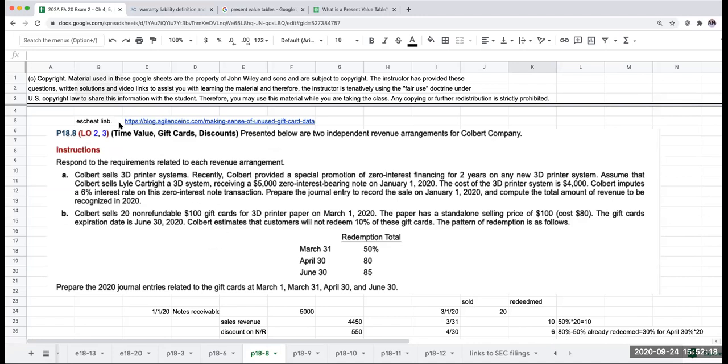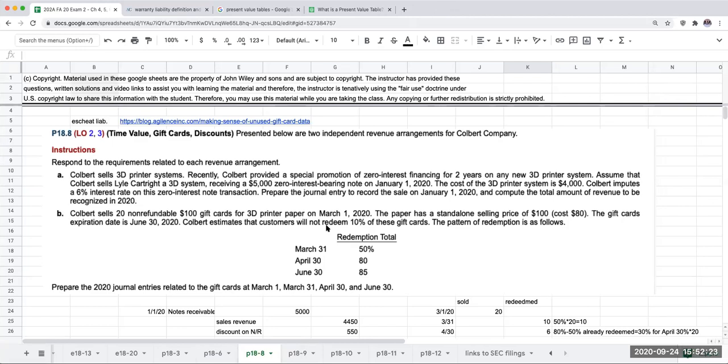So just remember this little trick on the bottom here. Just make sure that before you recognize that revenue, you're complying with the appropriate state law.